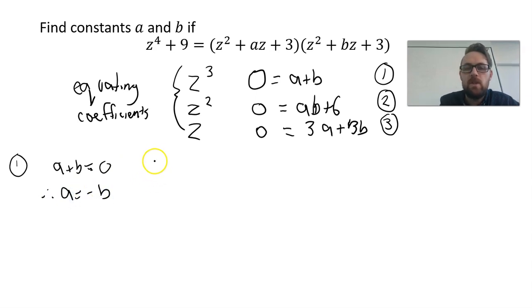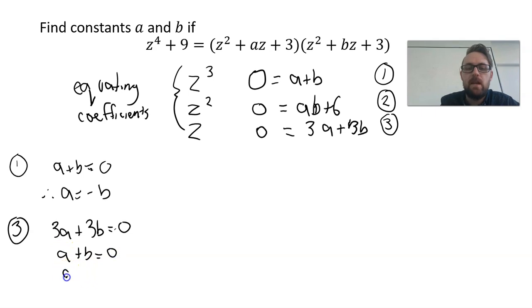Now, similarly, with equation 3, I've got 3a plus 3b equals 0. If I divide both by 3, I get a plus b equals 0, and therefore a equals negative b. All right, so that gives us the same information, which isn't really useful because if we've got two unknowns, we need to have two equations to work them out. But equation number 2 is a little bit different.